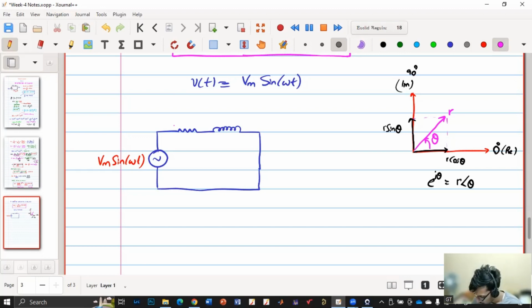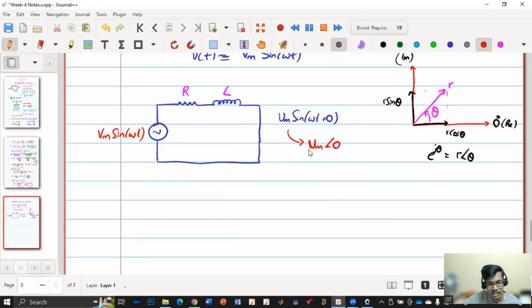So now we have Vm sin omega t. Any input of the form Vm sin omega t plus 0 degrees, apart from the omega t, we'll consider its phase to be 0 and we'll represent it as Vm angle 0. This is just a complex representation so that we can solve this circuit easily.